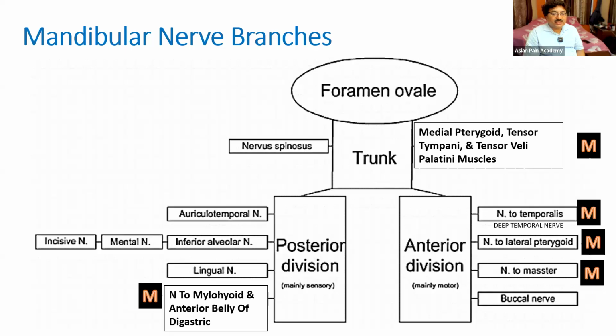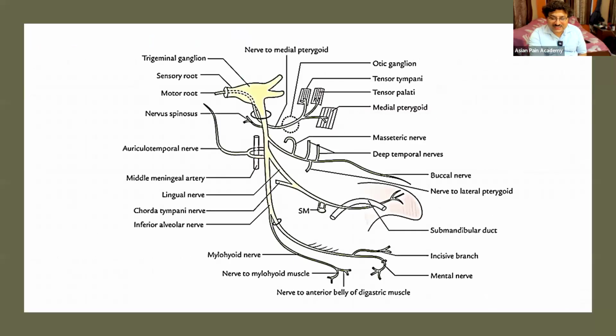From the posterior division, it is mostly sensory, except for the nerve to mylohyoid and the anterior belly of digastric. They are mostly sensory nerves like the auriculotemporal nerve, incisive nerve, mental nerve, inferior alveolar nerve, lingual nerve, whereas the anterior division, except the buccal nerve, is all motor, among which the lateral pterygoid, temporalis and masseter are the important muscles supplied by the mandibular division. That is why during the mandibular nerve block we can see the contraction of especially the temporalis and the masseter muscle.